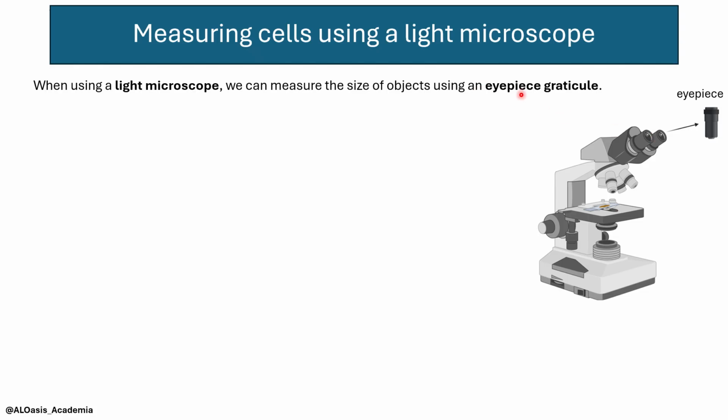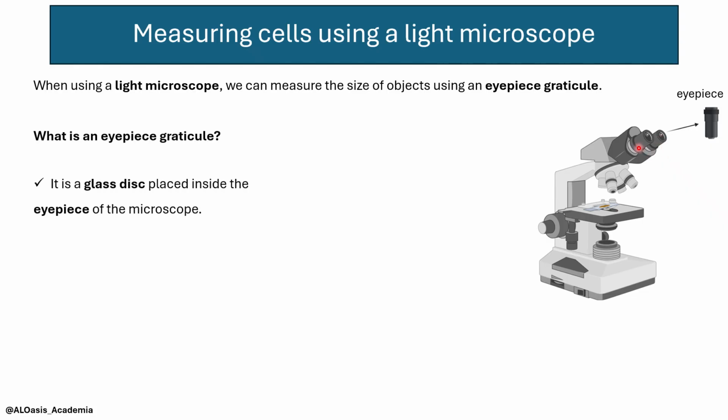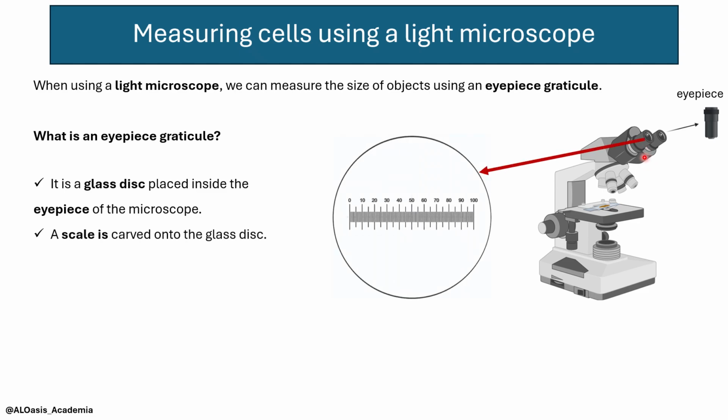So first of all, what's an eyepiece? Just a reminder that this is the light microscope and these two are called the eyepieces. So what is an eyepiece graticule? It's actually a glass disc that is placed inside the eyepiece. So these glasses inside the eyepiece are called the eyepiece graticule, and on that glass you can see a scale that is curved on it.